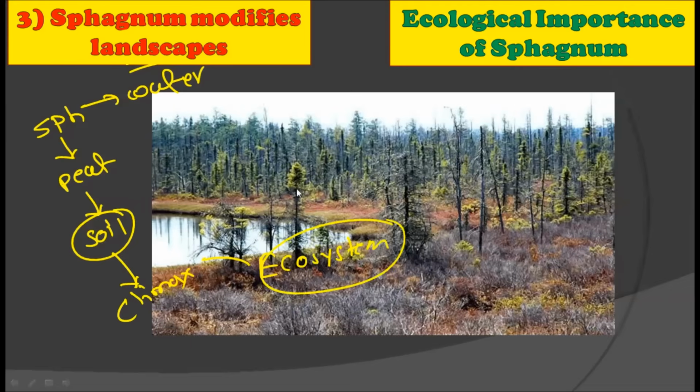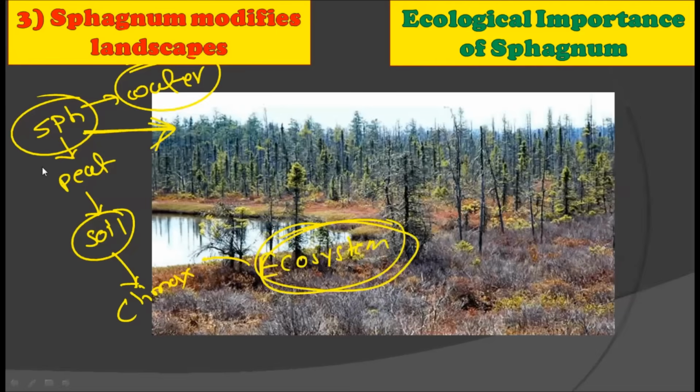So the complete landscape is changed due to the presence of sphagnum species. First, the landscape was watery, but later it got converted into a terrestrial ecosystem. So this happens due to the presence of sphagnum. Again, the very important ecological role played by the sphagnum is that it modifies the whole landscape. All right. So all these are the economic and ecological applications of the sphagnum.